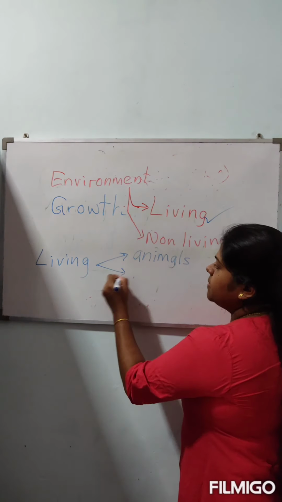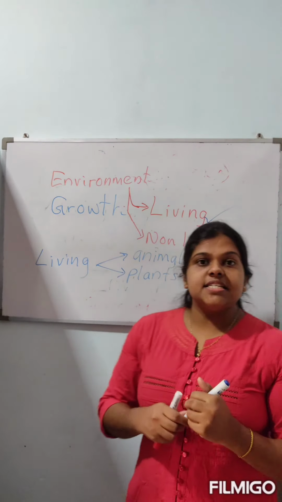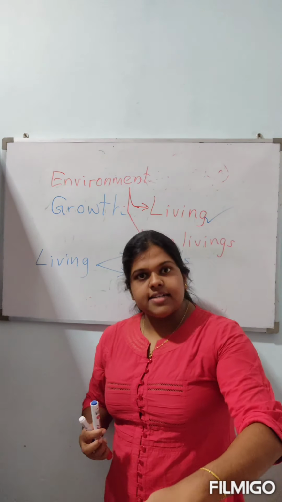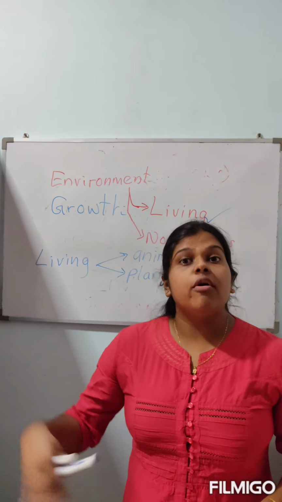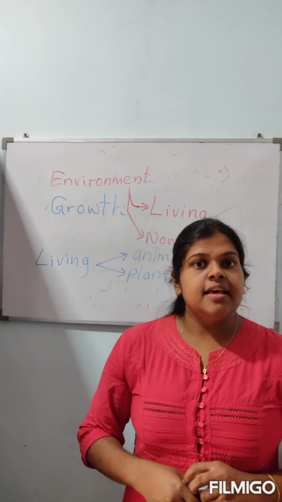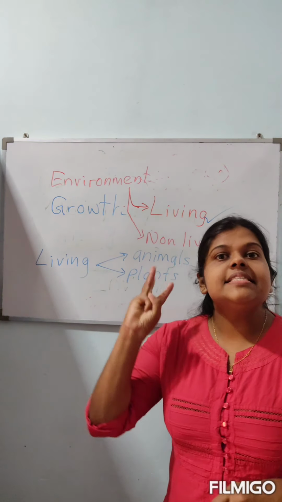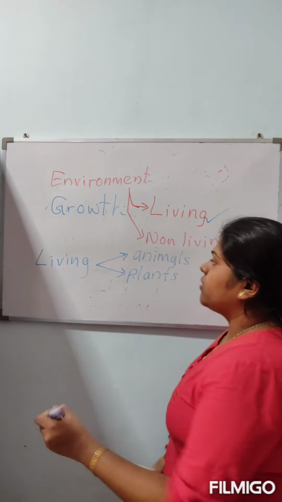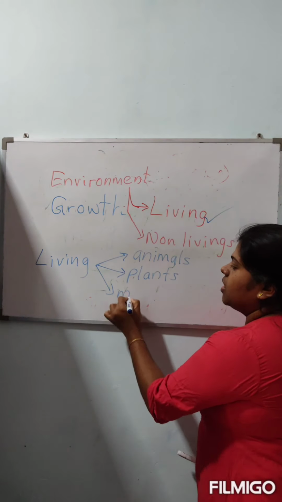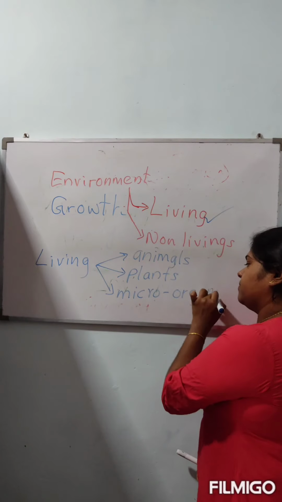The other type is the plants. Plants means small shrubs, small plants, then very big trees, some of the creepers, the plants that give flowers. They all belong to this plants group. What is this third group? That is microorganisms.